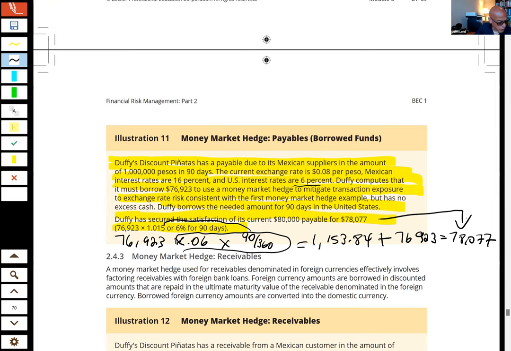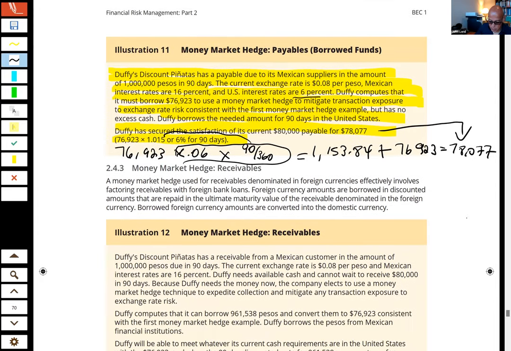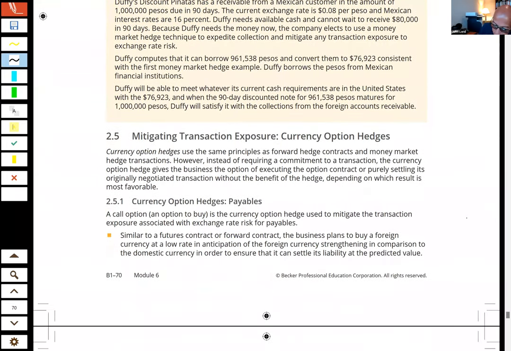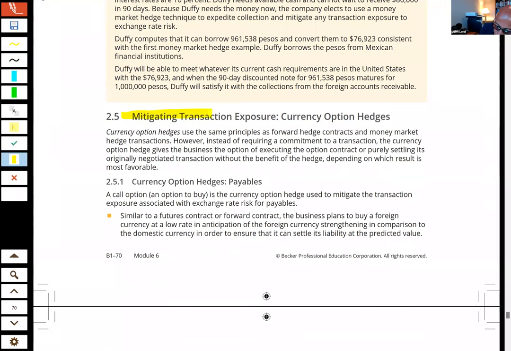Okay, good. Now coming over, let's take a look at mitigating. We have our currency option hedges. So these are all hedges.